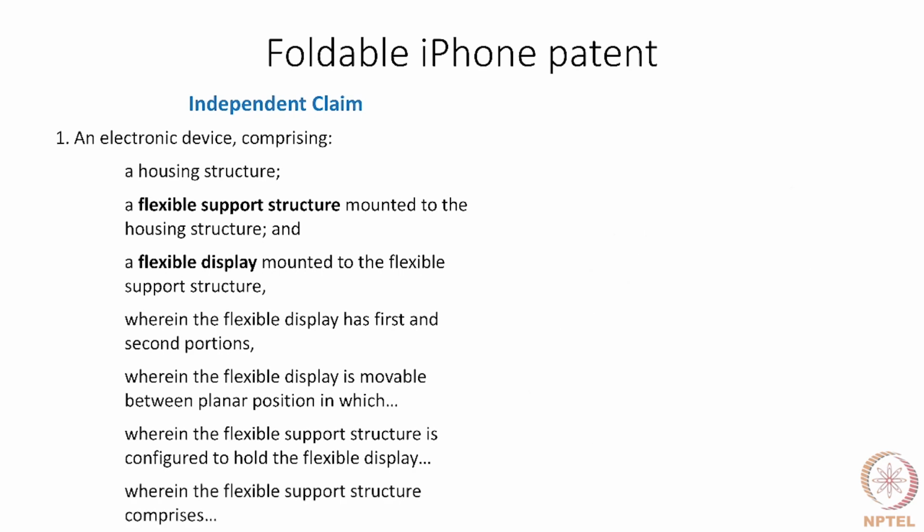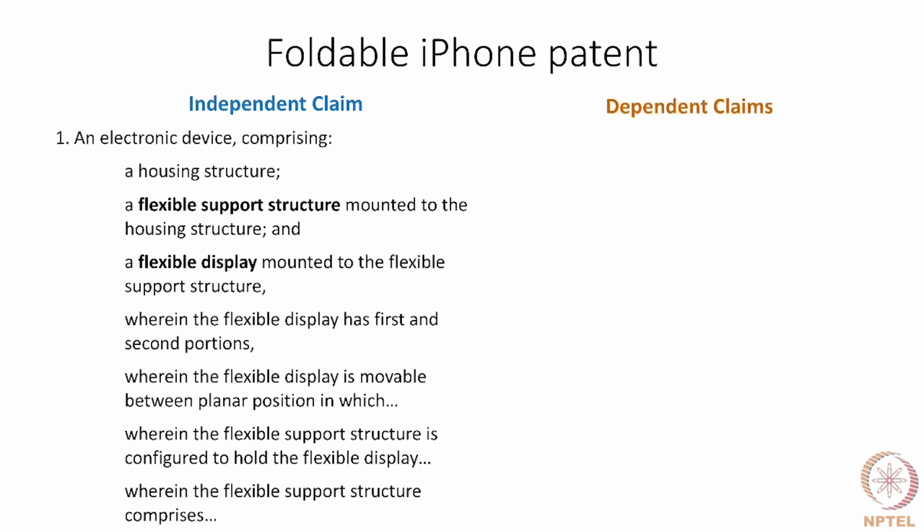Wherein the flexible support structure comprises. Now, here you find another level of a transition. So probably the third level of transition. The first level of transition was comprising. The second level was wherein, and now wherein the flexible support structure comprises, you're going to say certain things. So you can see the third level of transition coming in. Comprises, you're going to explain the flexible support structure in detail.